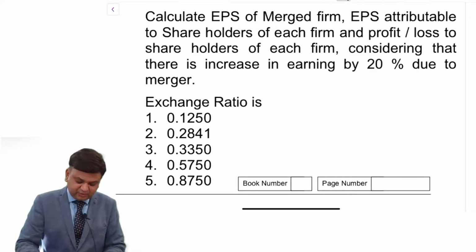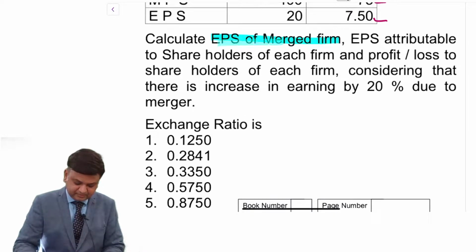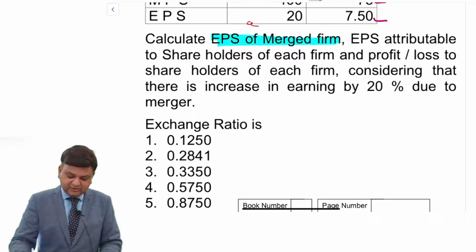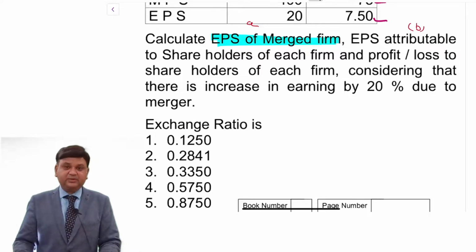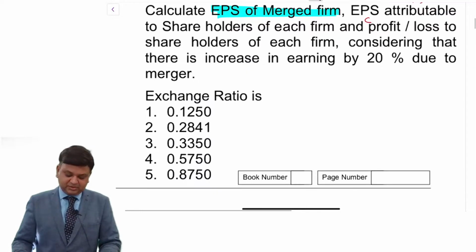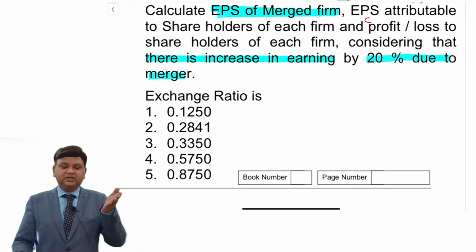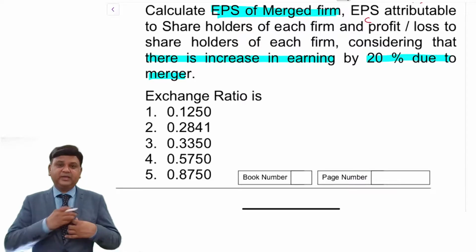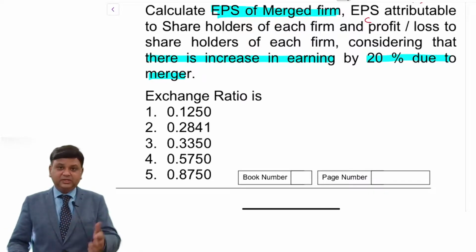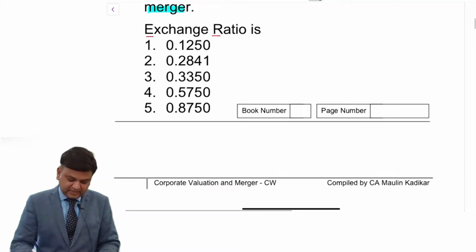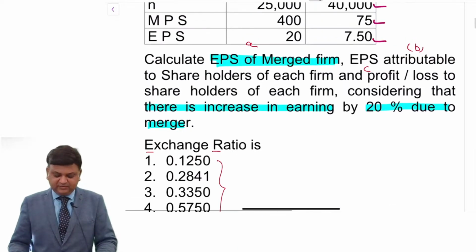The question says to compute the EPS of the merged firm, that is A question. EPS attributable to the shareholders of each firm, that is B question. Profit or loss to the shareholders of each firm, that is C question. Considering that there is an increase in the earning by 20% due to the merger, we are required to make the calculation of all these things. Exchange ratio is provided to us. These are the 5 exchange ratios provided to us and we are required to make the calculation.